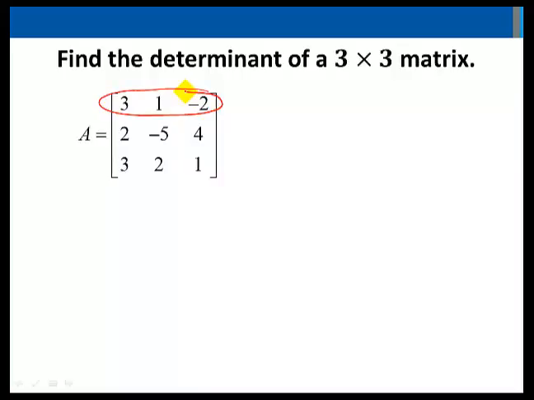Another thing that we'll need is a sign matrix with a plus sign in the first row, first column position, a minus sign in the row 1, column 2 position, and alternating signs throughout.